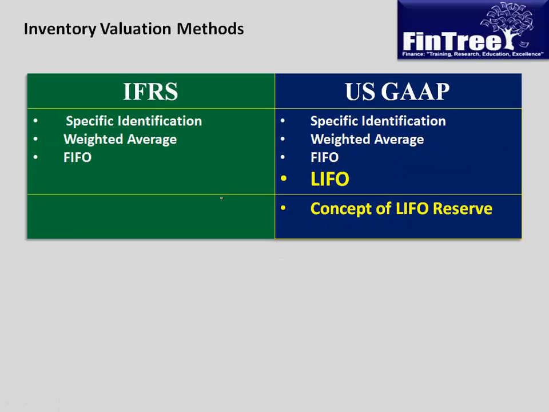Moving further, inventory valuation. This is a point that most candidates would remember automatically, that IFRS does not allow LIFO, whereas it allows all the other methods. US GAAP allows LIFO. Now, because US GAAP allows LIFO, we have a concept of LIFO reserve. So what is LIFO reserve? Generally, we know that if you are operating in an inflationary environment, the LIFO COGS would be higher than FIFO COGS. And since LIFO COGS would be higher, LIFO inventory would be lower than the FIFO inventory.